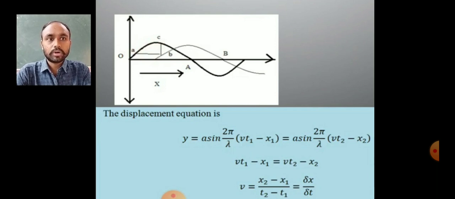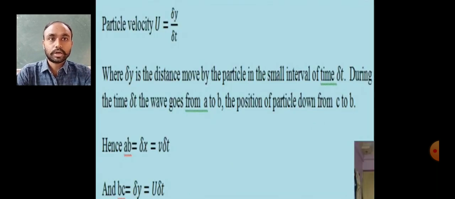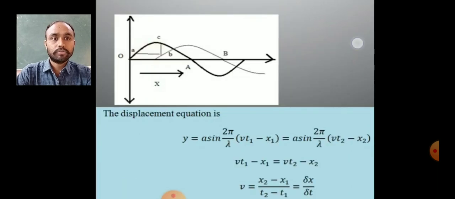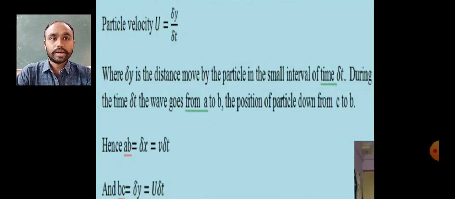Or simply, if y is the displacement along the y direction, then its rate of change with respect to time is dy by dt. So the particle is performing simple harmonic motion along the y direction, and that's why here we have written directly particle velocity. Particle velocity is equal to dy by dt. Actually it is delta y, because we are talking about the fractional displacement in a fractional time instance, that's why delta. Finally we will talk about the difference between delta and d, but right now we will see particle velocity u is equal to delta y by delta t.